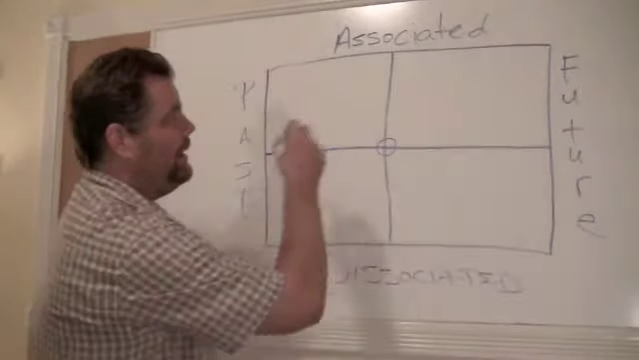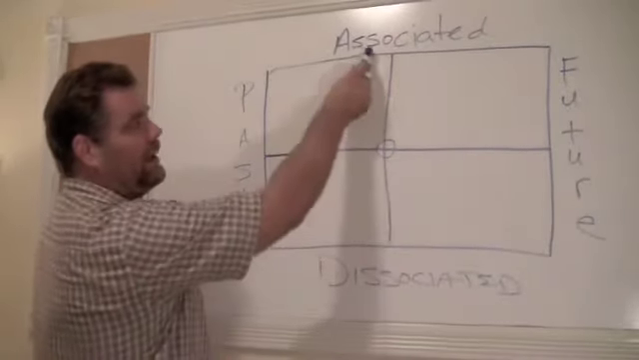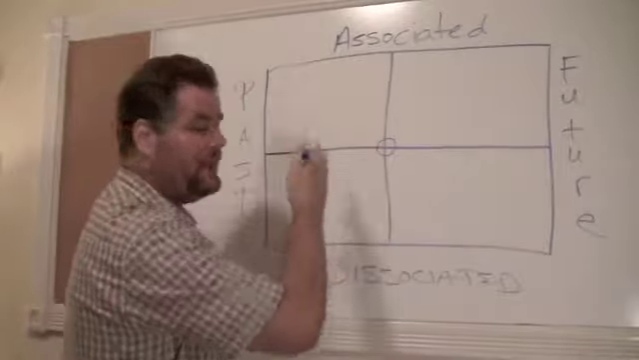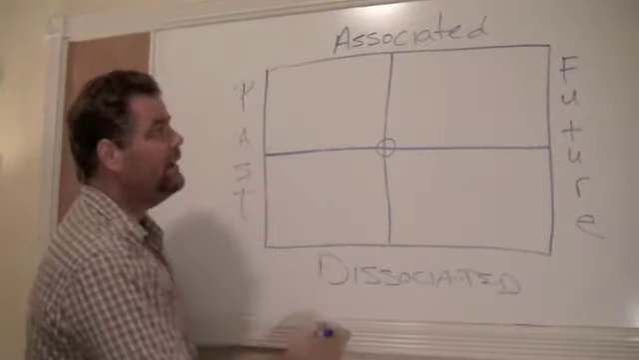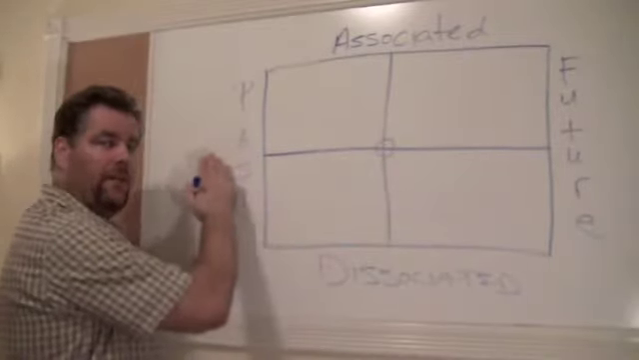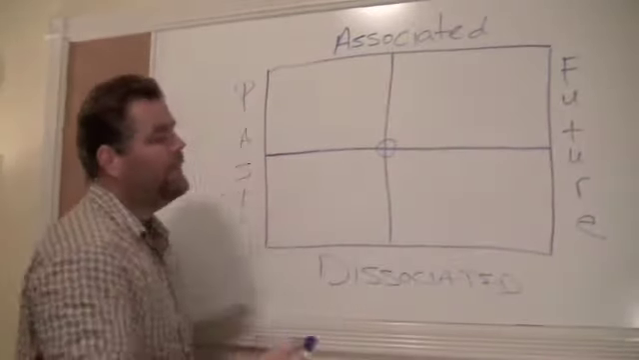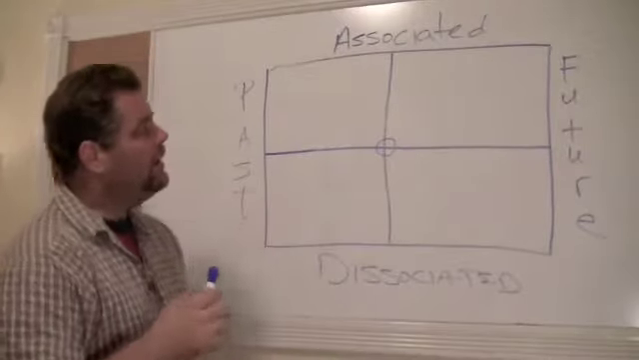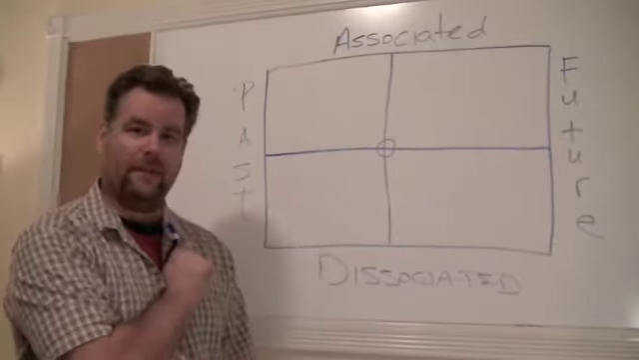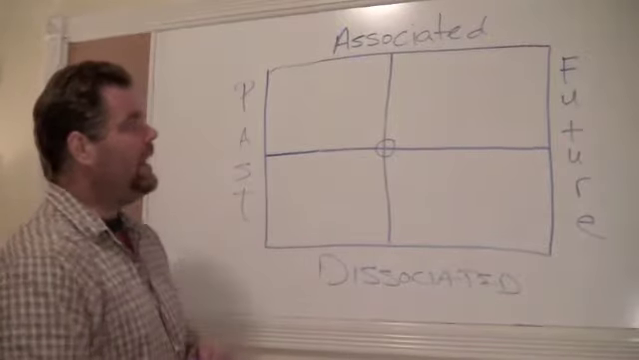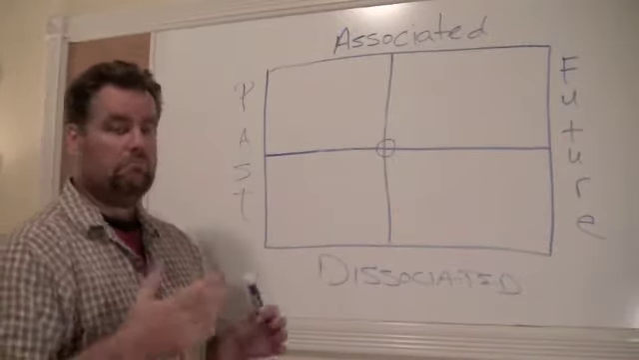So, back to the map. At any given time, I can be either caught up in my experience, immersed in it, or I can take an observer role, dissociated, and I can be either thinking about my past or thinking about my future. So here we go. Let's give an example. Let's say that I'm angry about something. Well, where would we put anger on this map?